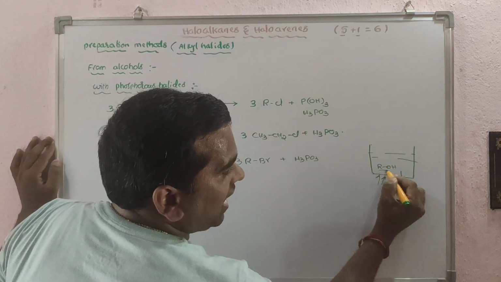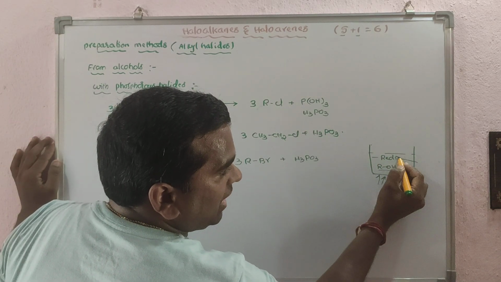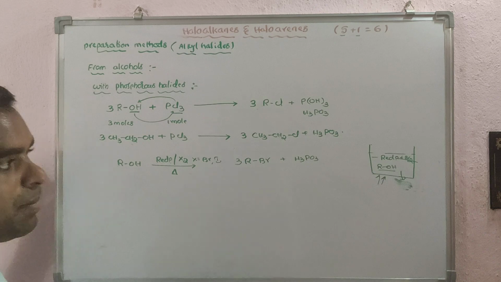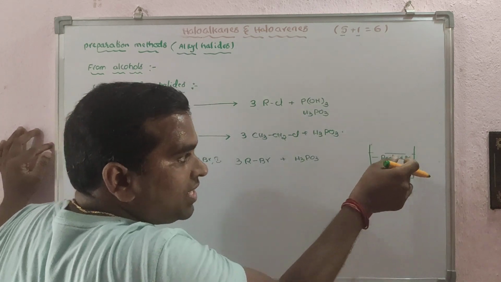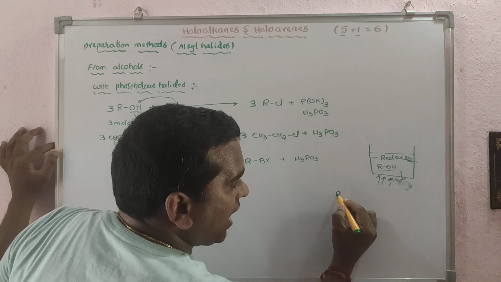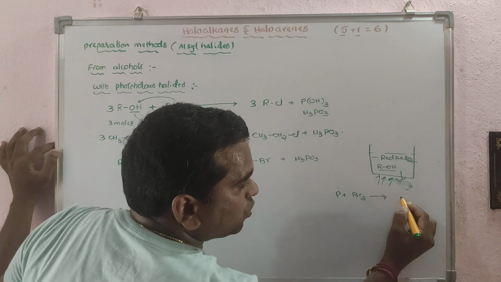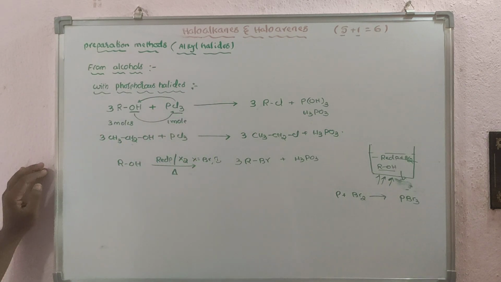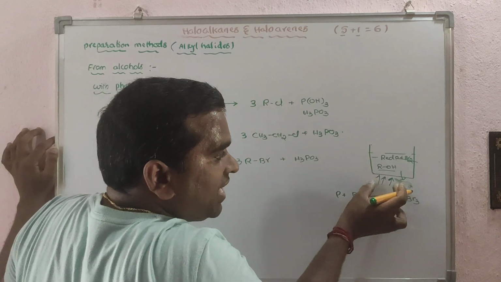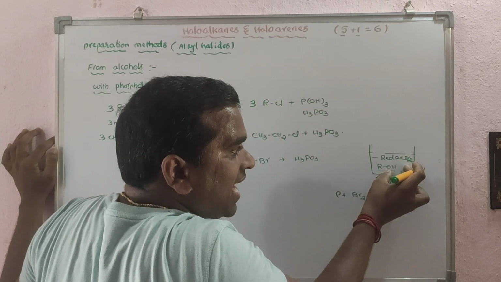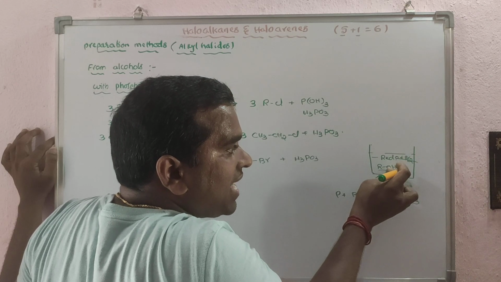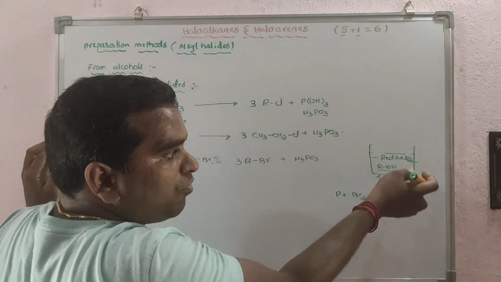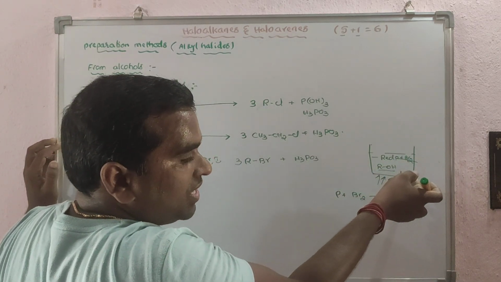After adding ROH, I will add red phosphorus and bromine, Br2. Then I will heat this reaction. When I start heating this reaction mixture, the phosphorus and bromine react together and give PBr3. Now this PBr3 is formed in the reaction, and so it immediately reacts with the alcohol before decomposition, because there is no time for the PBr3 to decompose here.